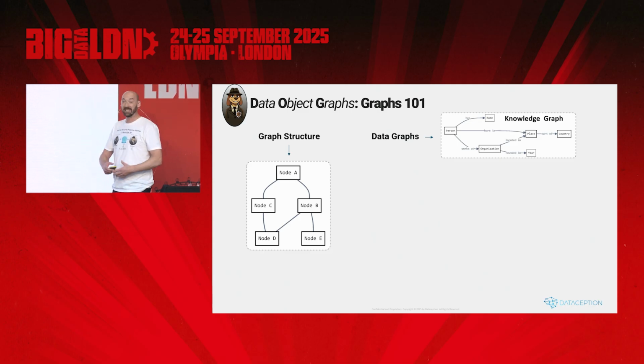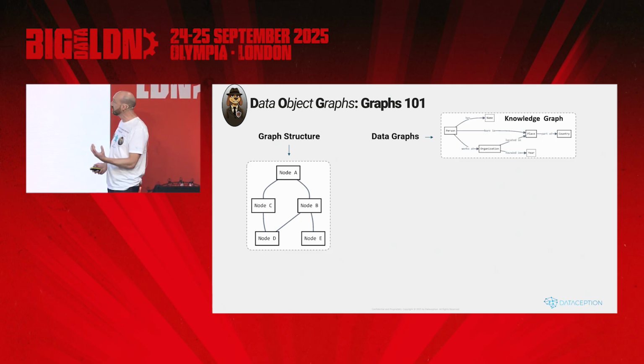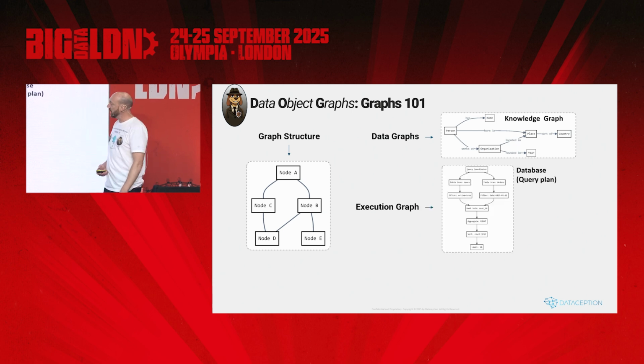So there are things I call data-oriented graphs. I've seen lots of vendors around here and people using knowledge graphs. This is a classic data-only graph where you have data represented in the nodes and edges, and obviously the relationships. We also have something called an execution graph. A query plan, for instance, for a database is an execution graph.